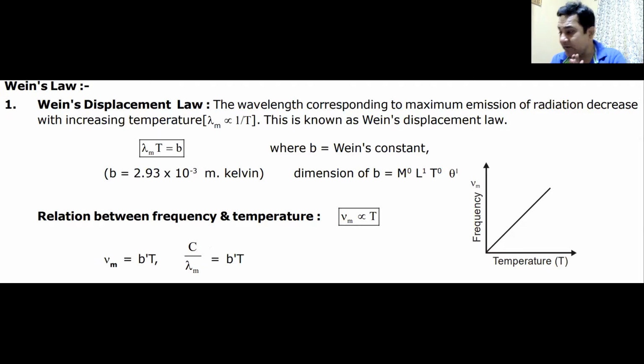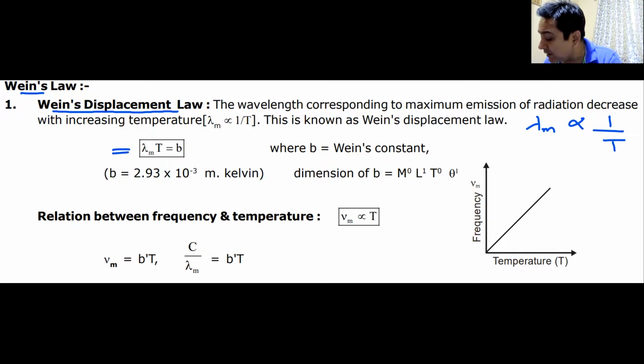Okay. Then comes the last heading of this chapter, which is known as Wien's law or Wien's displacement law. Now, what is this Wien's displacement law? We have seen that if I increase the temperature of any body, it will emit more and more energy, more and more radiation. But I have seen that for one particular wavelength, it emits maximum energy. That particular wavelength lambda is inversely proportional to temperature. Yes or no? When I increase the temperature, lambda decreases. Yes or no?